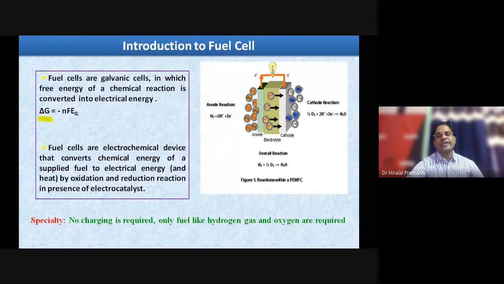The overall Gibbs energy of any reaction may be considered at the anode, at the cathode, or from the overall reaction. If you have this type of reaction, you can calculate the change in Gibbs energy. You can calculate E, E is the potential here. F is the Faraday constant, that is 96485 coulomb. n is the number of electrons involved in the reaction.